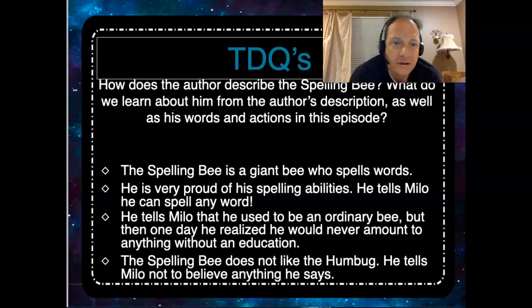All right, TDQ. How does the author describe the spelling bee? What do we learn about him from the author's description as well as his words and actions in this episode? All right, so we learned that the spelling bee is a giant bee who spells words. He's very proud of his spelling abilities. He tells Milo he can spell any word. He tells Milo that he used to be an ordinary bee, but then one day he realized he would never amount to anything without an education. The spelling bee does not like the humbug. He tells Milo not to believe anything that the humbug says.